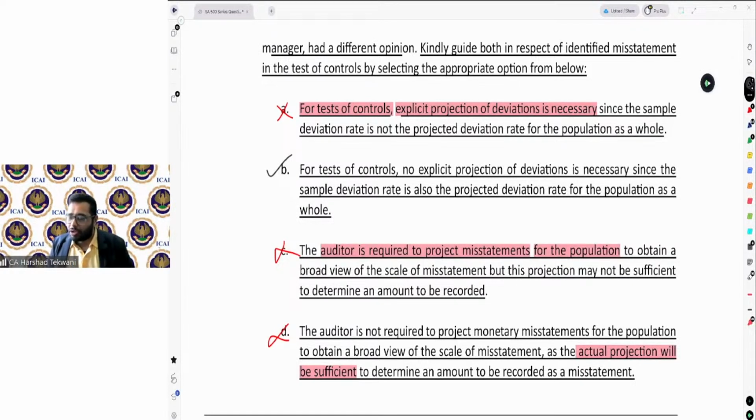If I say 0% deviation, I am expecting no deviations. 0% deviation means I'm expecting no deviation in the population itself, in the sample itself, from anywhere. It's the same in the test of controls. It's not different. I hope I'm clear. So this question on a standalone basis clarifies your concept of tolerable rate of deviations, projection of misstatement from the test of controls, and how you evaluate the misstatements identified during test of controls.